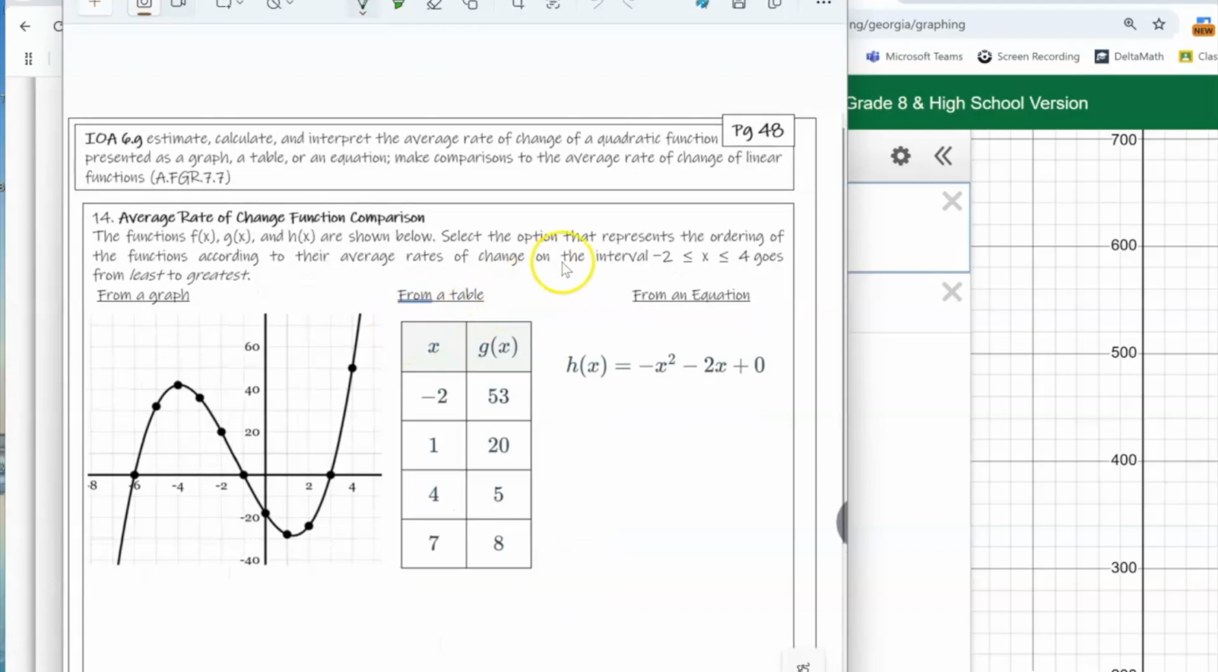So what are our distinct values? So for me, it's -2 is x1. So this is the first x value. How do you know it's x, Miss Amy? Because it says x right here.